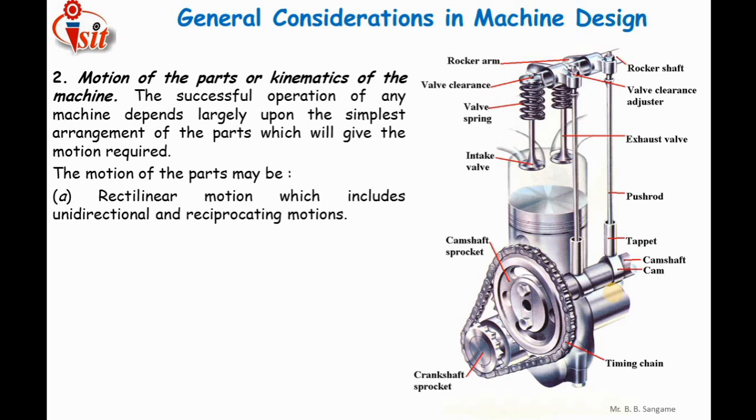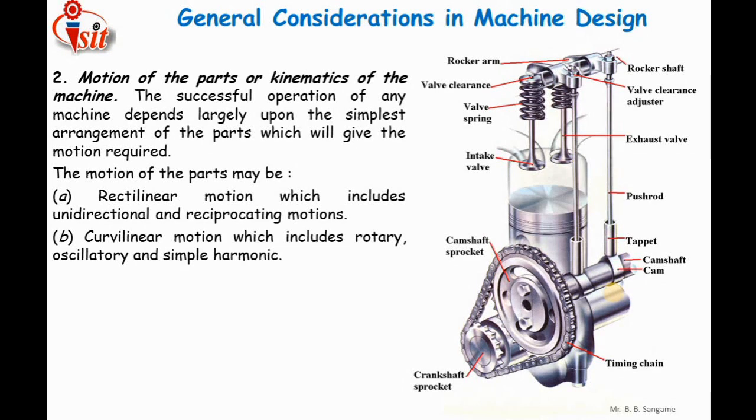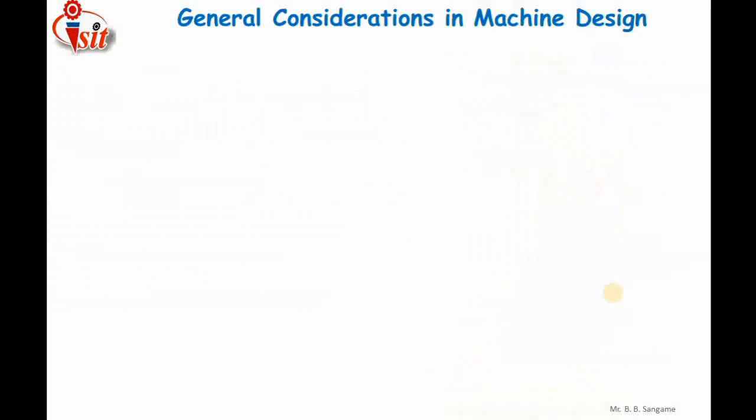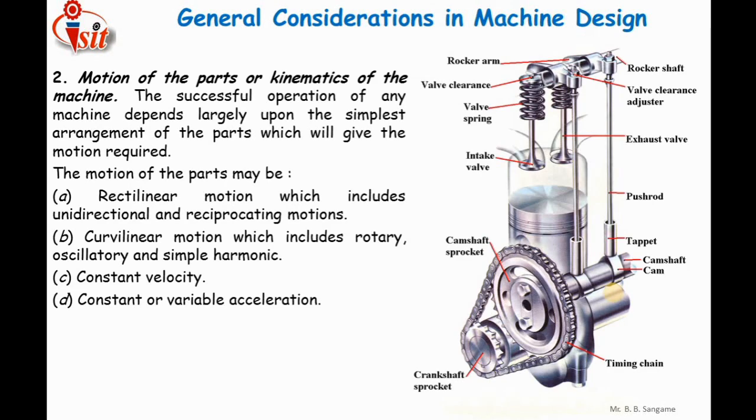So we should know what kind of motion is required, whether it is rectilinear motion, reciprocating, or curvilinear. So rotary, oscillating, various types of simple harmonic motion, various types of motions are there. In some cases constant velocity is required, in some cases constant or variable acceleration is required. So we should consider all the cases before designing a machine. This is the second point which needs to be considered while designing a machine part or a machine.